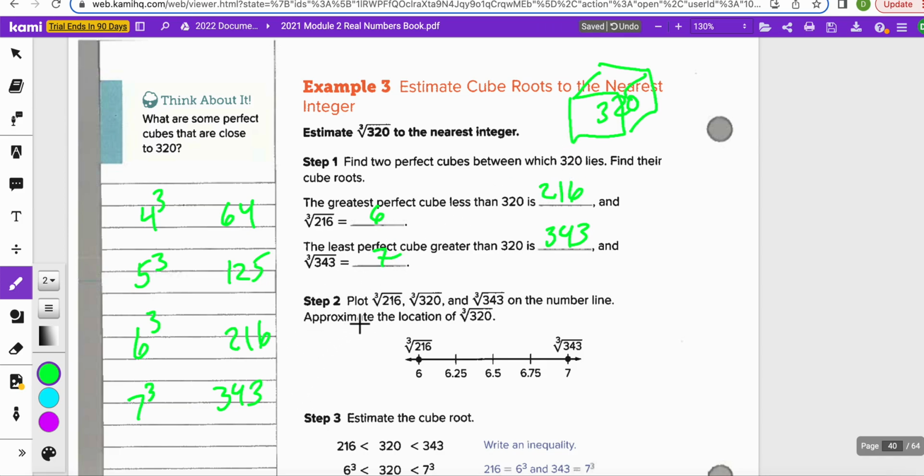So what is it going to be? Are you going to guess 6 or are you going to guess 7? Well, where's 320 compared to these two numbers? It's only 23 spots away from 343, and it's almost 104 spots away from 216. So it is much closer to 7. So my integer guess would be 7. That would be its nearest integer because 320 is closer to 343 than 216.